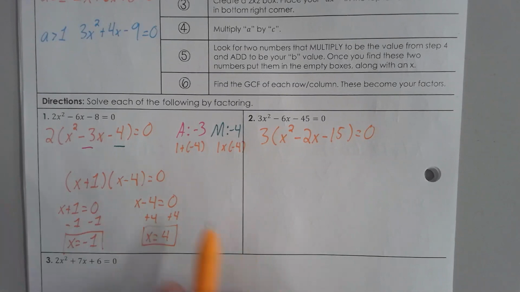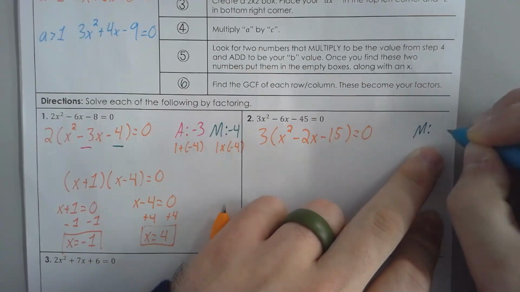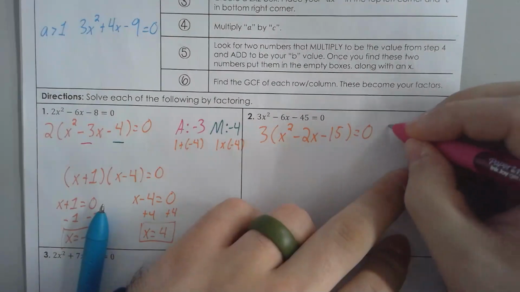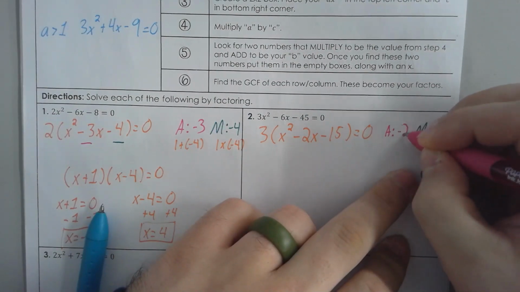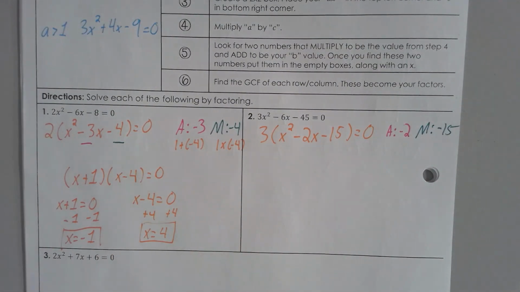So now we need two numbers that multiply to be negative 15 and add to be negative 2. Some numbers that multiply to be 15: 5 and 3. I think those will work.